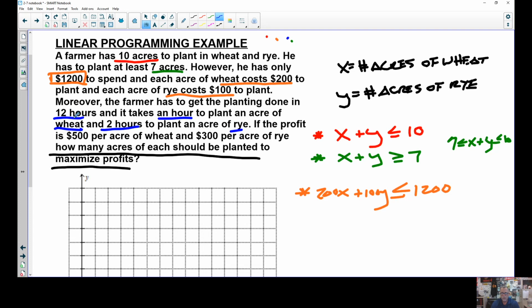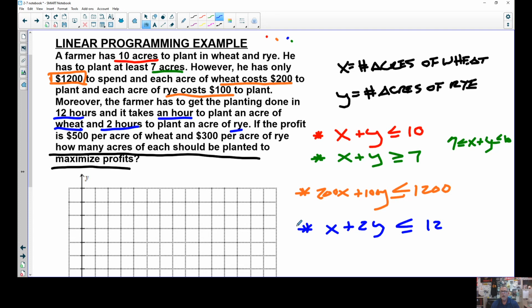So I got to write another inequality that's limited by the time he has to get this stuff planted. So I'm going to be less than or equal to that 12 hours. And my acres times an hour would be wheat. So that's just X. However many acres, that's how many hours it's going to take me. 2 hours for each one of rye. So I'm going to say X plus 2Y has to be less than or equal to 12. And I have another inequality for that sentence.